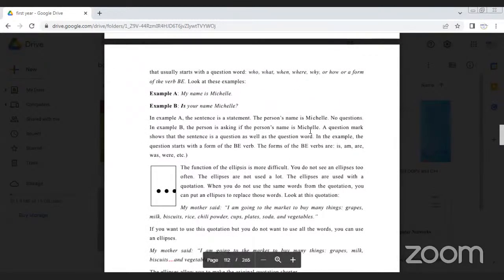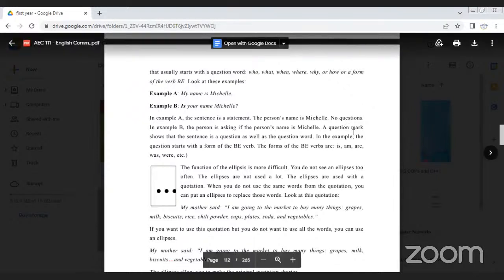What, who, when, where, why, or how, or a form of the verb be. Okay, look at these examples. Example A: My name is Michael. Example B: Is your name Michael?